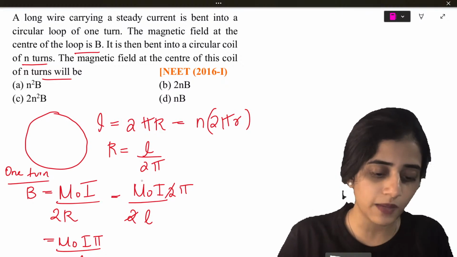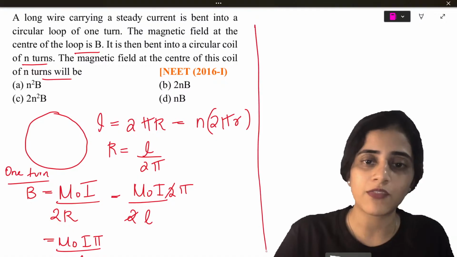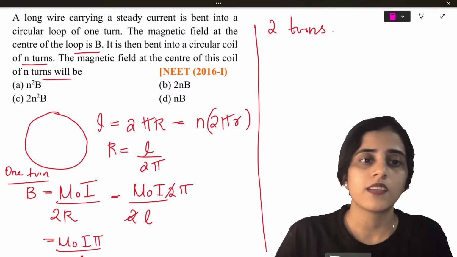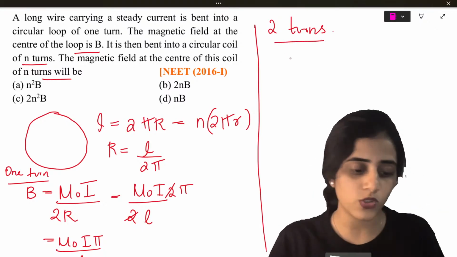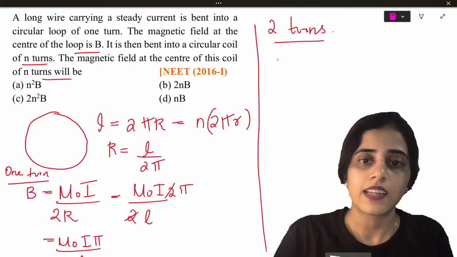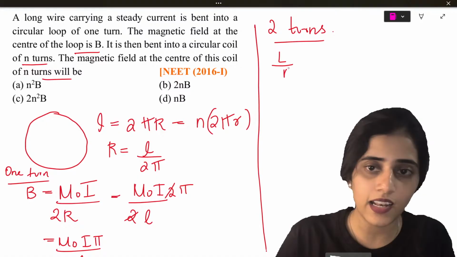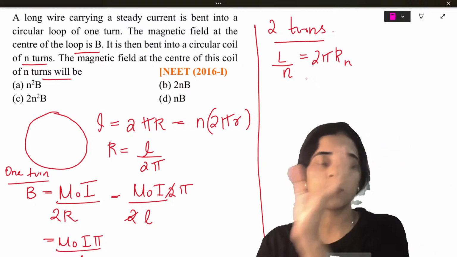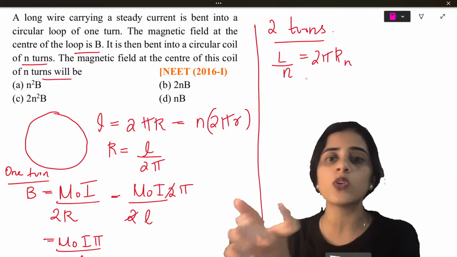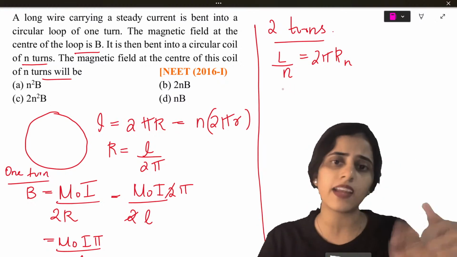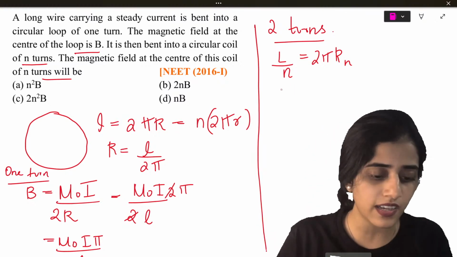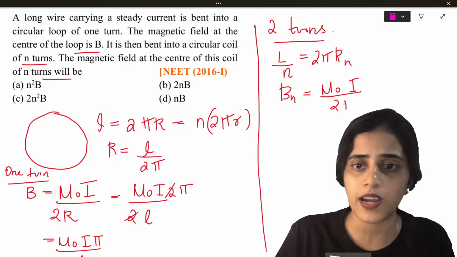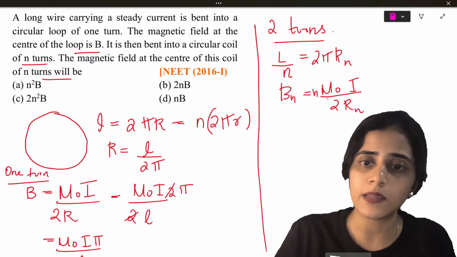Now if I have 2 turns, what happens? The question says circular coil of n turns. So if I have 2 turns, L would be 2 pi r times n. How? L is 2 pi rn. So for n turns, r n will be L by 2 pi n. Same thing, I just put n under L. So now let's substitute this in our main formula. So Bn would be what? Mu 0 I divided by 2 r n.